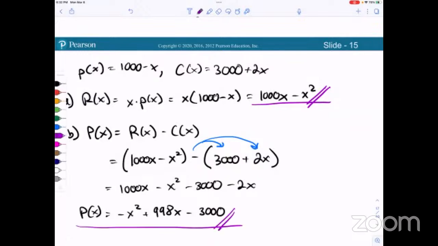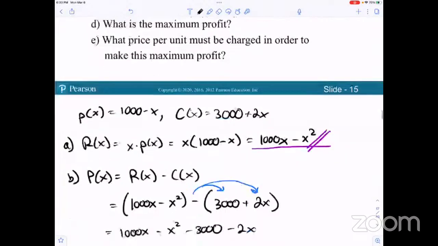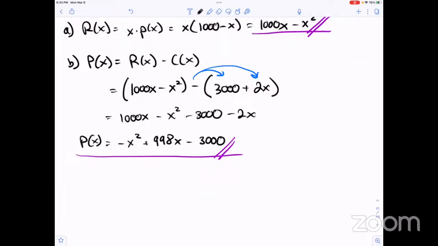So then part C: how many units must the company produce and sell in order to maximize the profit? So for C, we are being asked to maximize the profit. Okay. So again, in order to maximize this, if we think about this graph, right? This is a U-shaped curve. The highest power is degree 2. It looks like an upside down parabola.